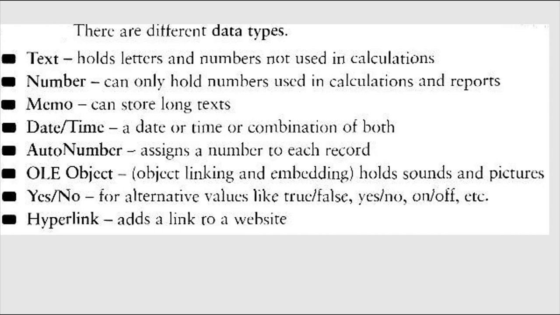Text holds letters and numbers not used in calculations. Number can only hold numbers used in calculations and reports. Memo can store long texts. Date/time holds a date or time or a combination of both. AutoNumber assigns a number to each record. OLE object, object linking and embedding, holds sounds and pictures. Yes/No holds alternative values like true, false, yes, no, on, off, etc. Hyperlink adds a link to a website.